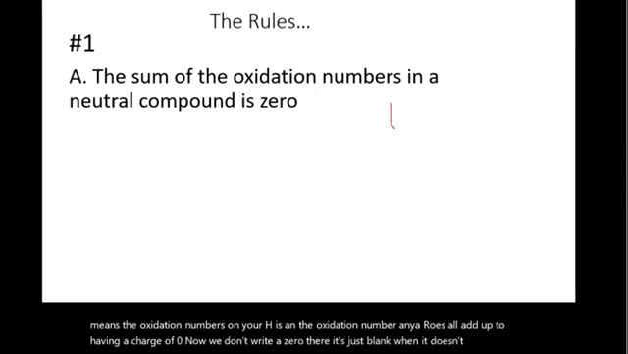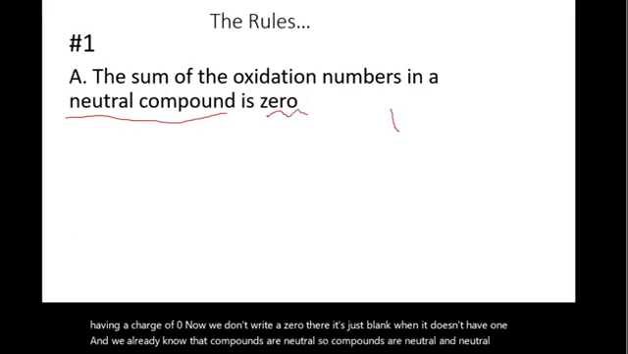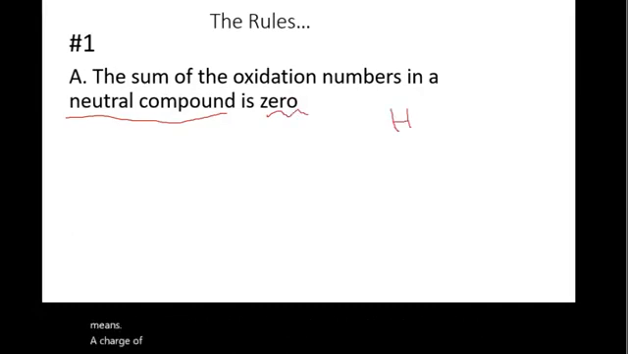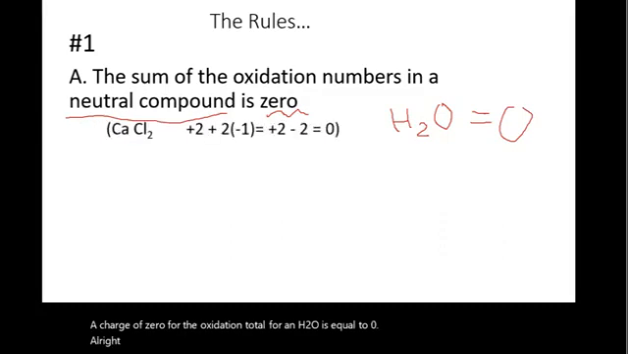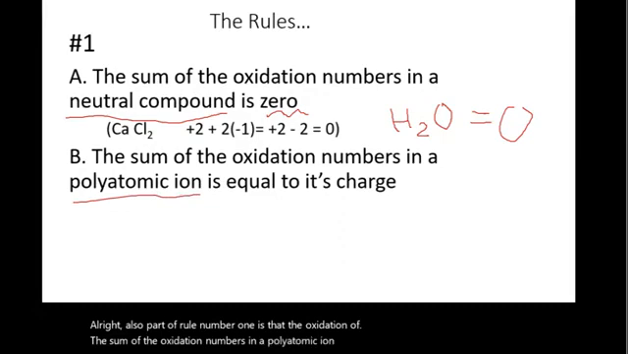And we already know that compounds are neutral. So compounds are neutral, and neutral means a charge of 0. So the oxidation total for an H2O is equal to 0. All right. Also part of rule number 1 is that the sum of the oxidation numbers in a polyatomic ion is equal to its charge.